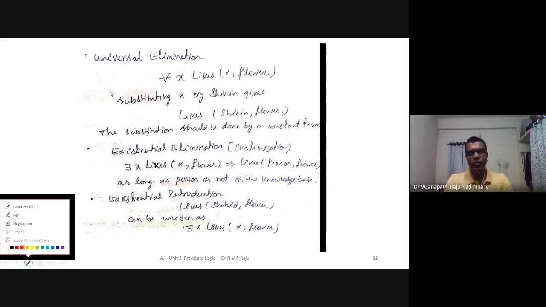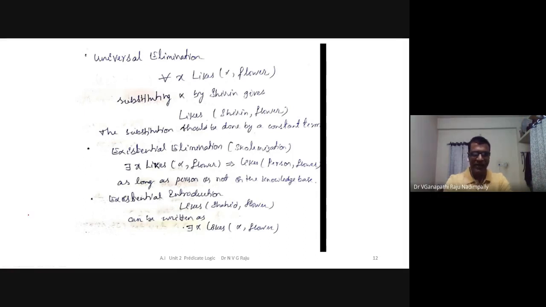Wherever you have universal or there exist symbols, you should eliminate them, like what we have done in the previous first order logic: elimination of implication, elimination of bi-implication, elimination of negation using De Morgan's laws, associative laws, and distributive laws. How to convert the sentences into CNF, we have already seen that. Now, yesterday we stopped this discussion here.